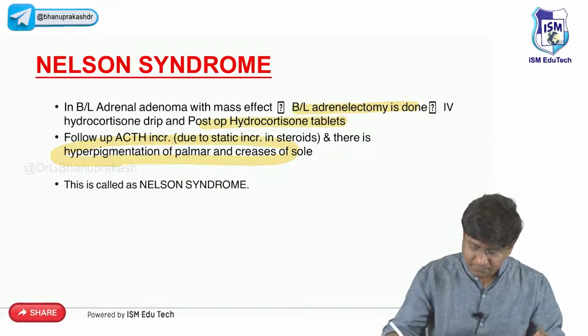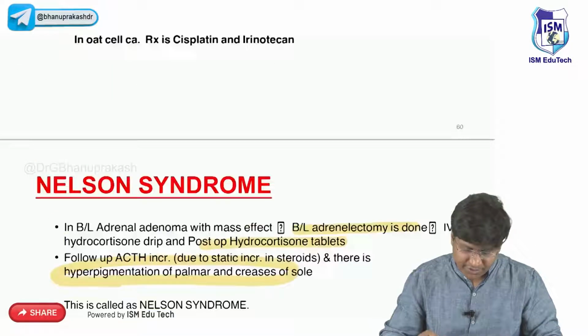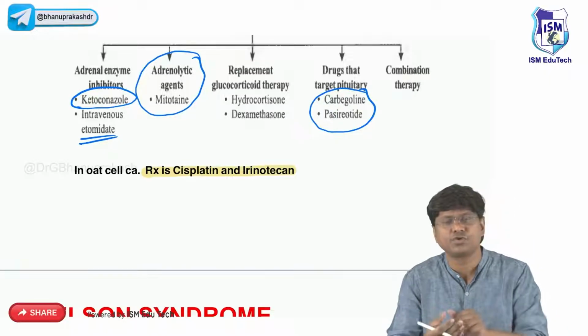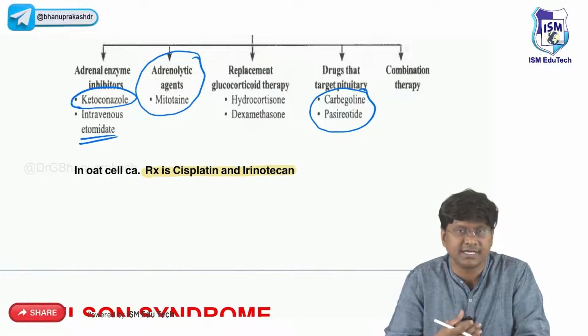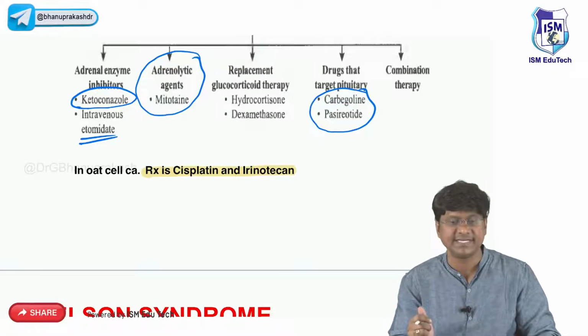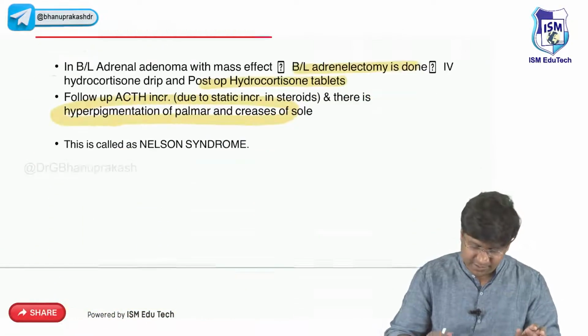Okay. Right. And one important thing that you need to know is about the ectopic ACTH. What is the most common cause for ectopic ACTH? Small cell carcinoma of the lung. In such a case, you need to give cisplatin as well as irinotecan. Okay. Right. So this was about Cushing's.